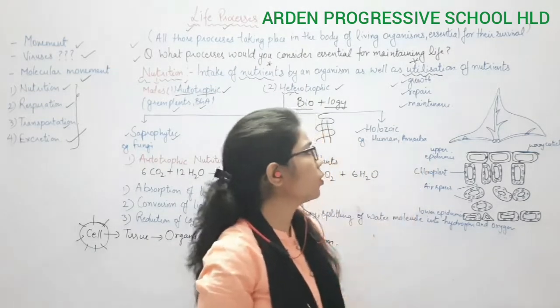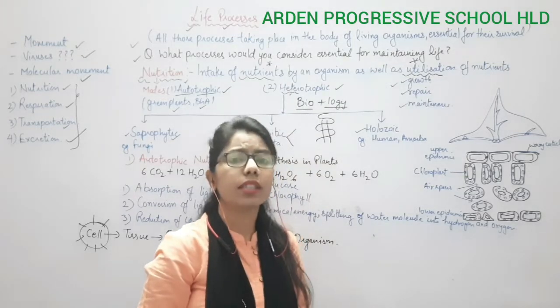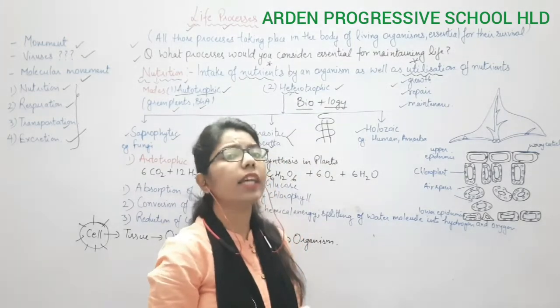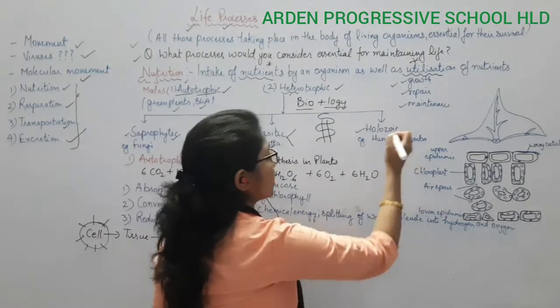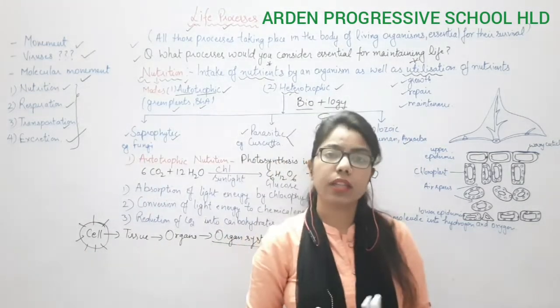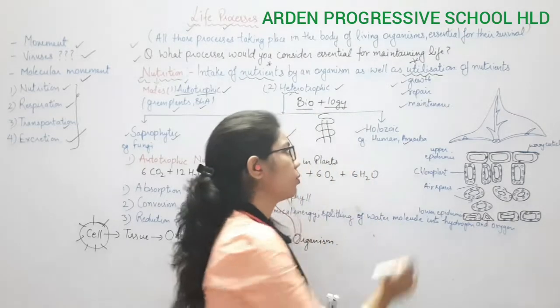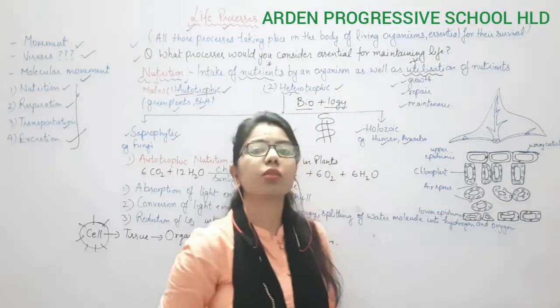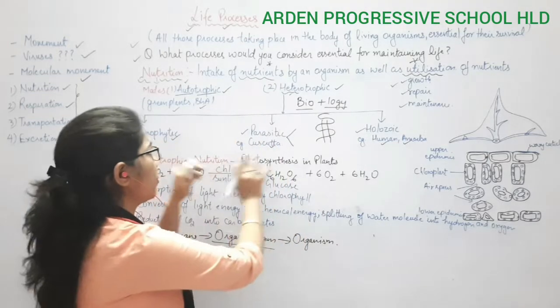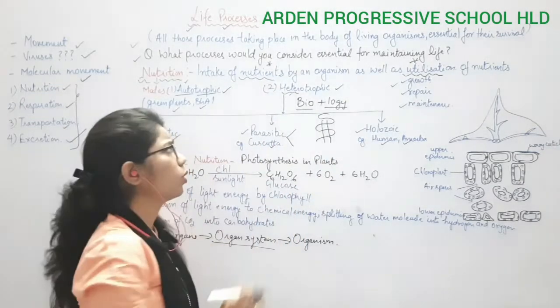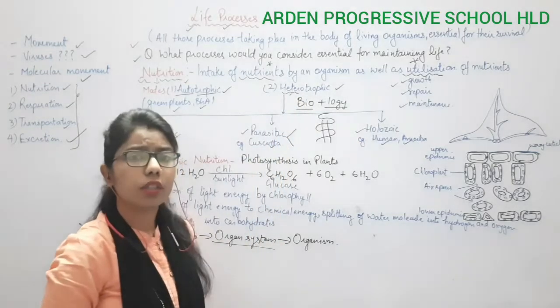So in the holozoic mode of nutrition, what is happening? The food is taken through the mouth and it gets digested inside the body. And one more example is amoeba. We will study in detail the nutrition in human beings as well as nutrition in amoeba. Okay, so here we have completed the introductory part of the heterotrophic mode of nutrition.